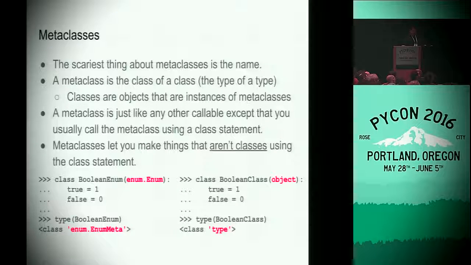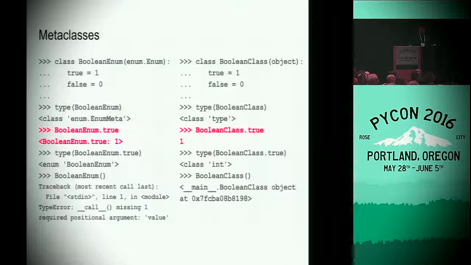So just to look at some of the contrast here, if we look at an attribute, say the true attribute, in the Boolean enum, we get an instance of our Boolean enum itself, something very special as that .true. With our class on the right, we just got the one that we put in there. There's been no processing because that was just a normal class. We saw that the type of the attributes are different because they've been processed.